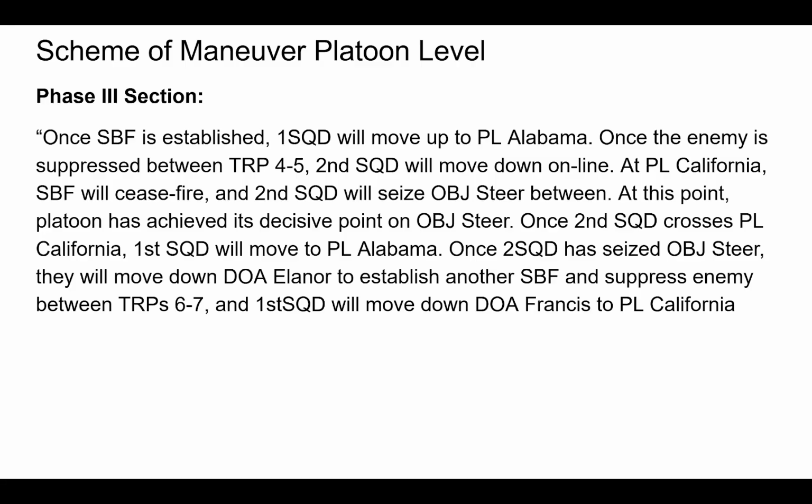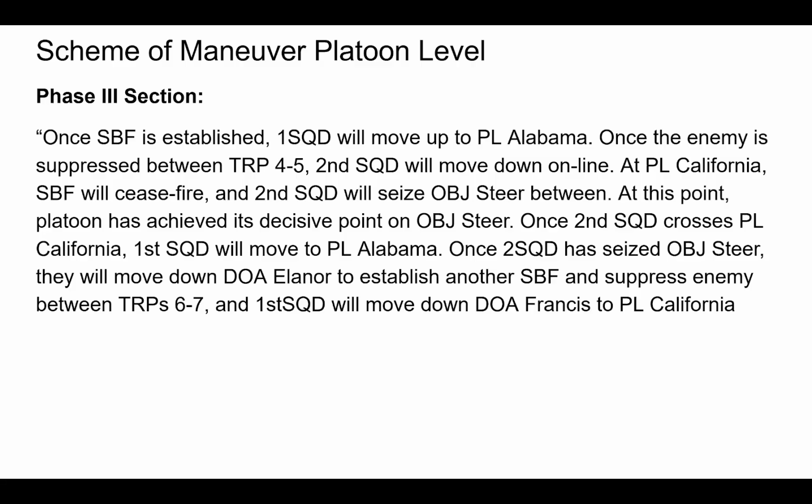At phase line California, once we move to phase line California, support by fire will cease fire, which will allow second squad to move up, then seize objective Steer. At this point, the platoon has achieved a decisive point. Once second squad crosses the same phase line, first squad will move up to phase line Alabama. So you're just going through, like I said before, step by step.